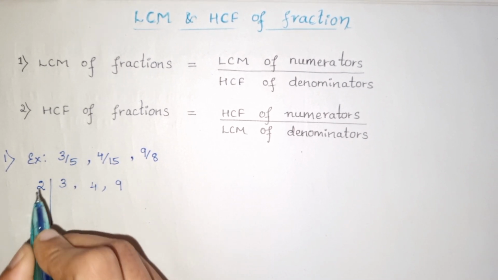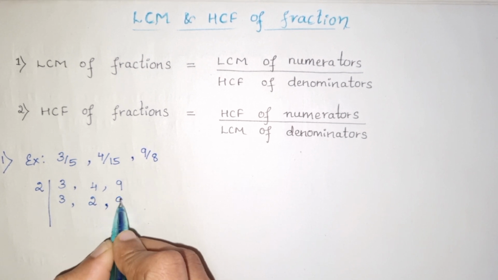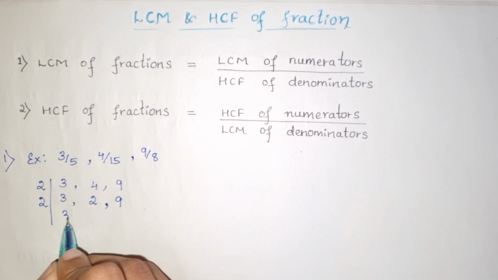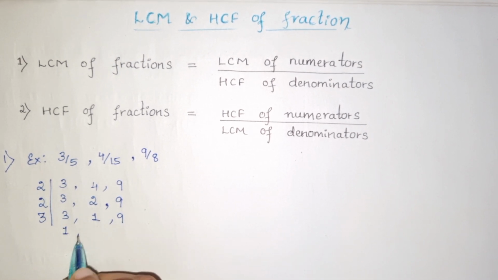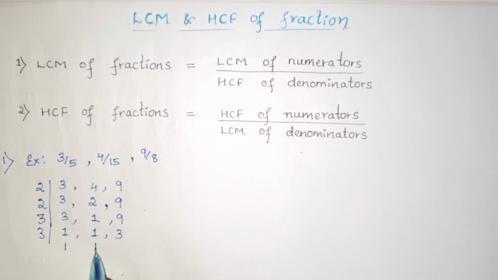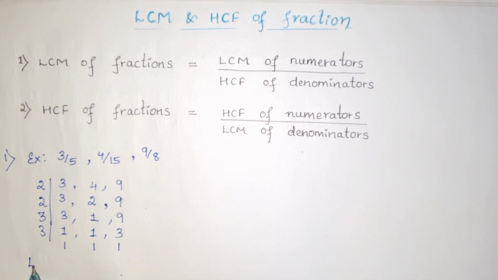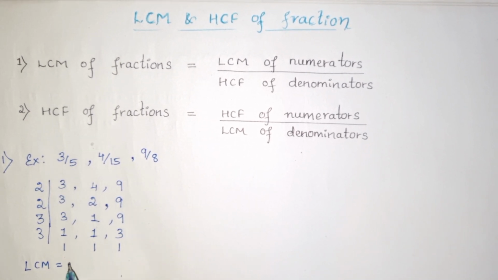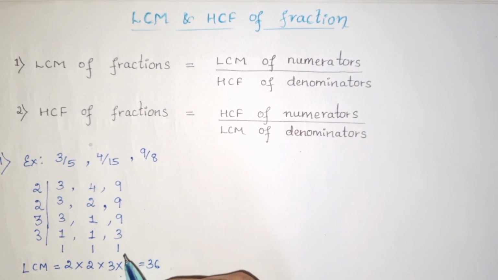We will start using 2. 3 is as it is. 2 2s are 4. Then 9 as it is. Again 2, 1s are 1, 9 as it is. 3, 1s are 3, 3 3s are 9. So 1, 1, 1. So our factorization is completed. So LCM of numerators will be 2 into 2 into 3 into 3. That will be 36. I hope this is clear.